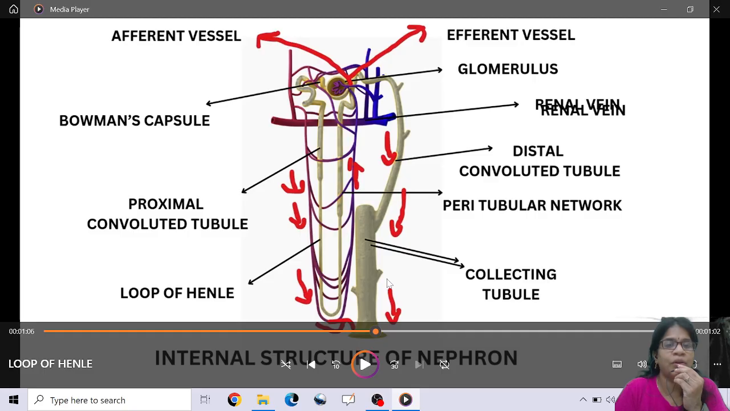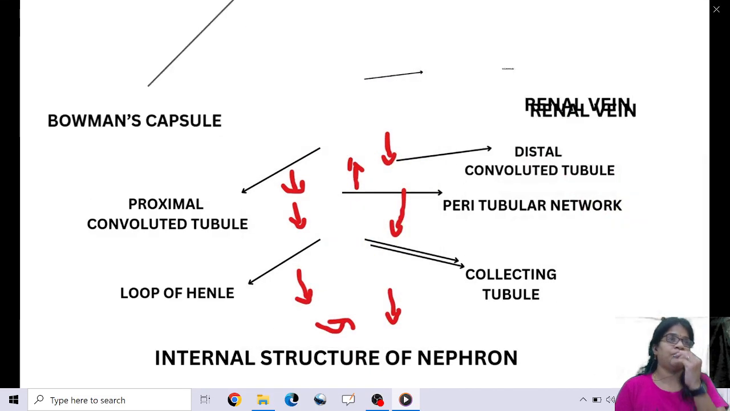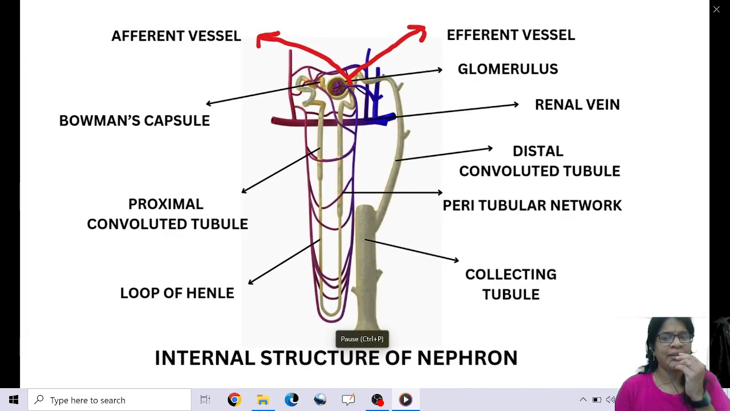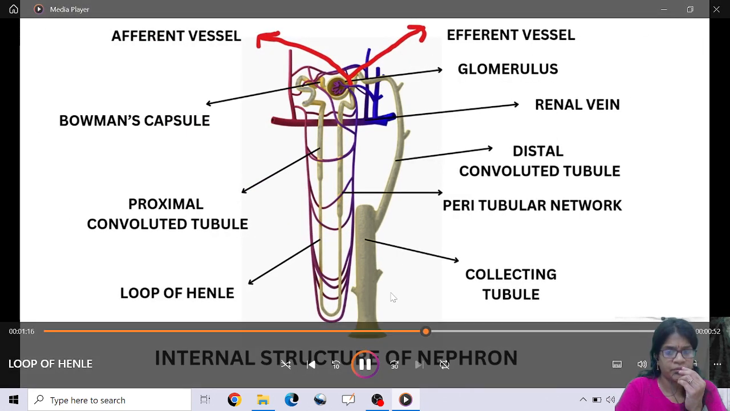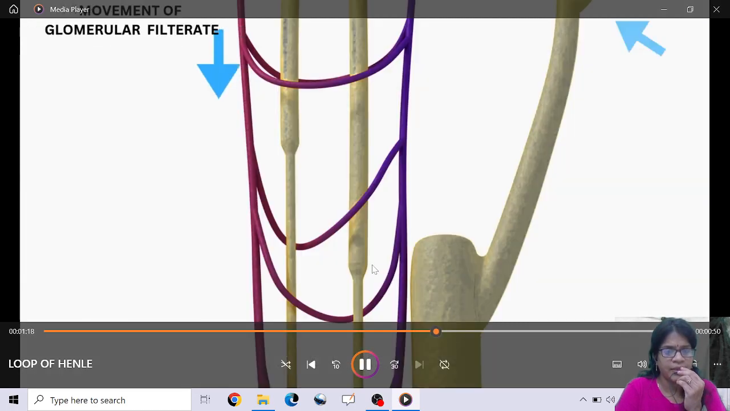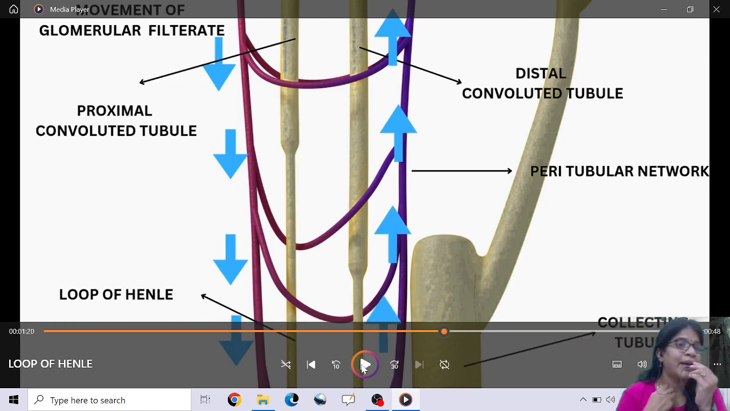So this is how the whole mechanism happens. Now let's see how the primary urine is, in short. I'm not dragging the class, but I just wanted to give you the concentrations of your sodium ions. So this is how it looks. Now, this is the important part.